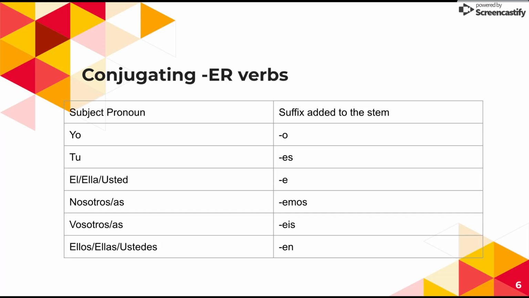This chart shows how we conjugate ER verbs. Pause and look it over. This chart shows how we conjugate AR verbs. Pause and look it over. This chart shows how we conjugate IR verbs. Pause and look it over.